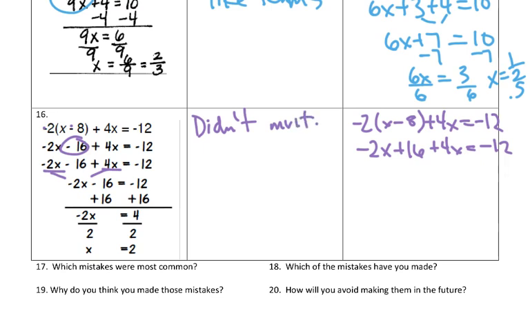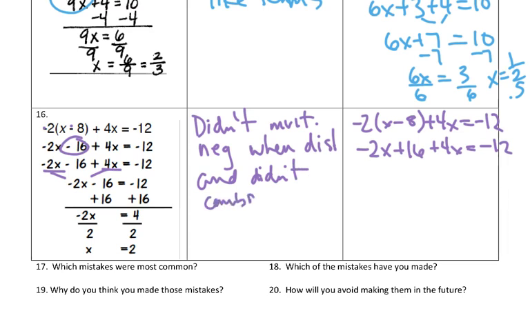So they didn't multiply negatives when distributing, and didn't combine like terms properly. And then I guess if you're looking at theirs, they also didn't divide by negative. So this is all full of problems.